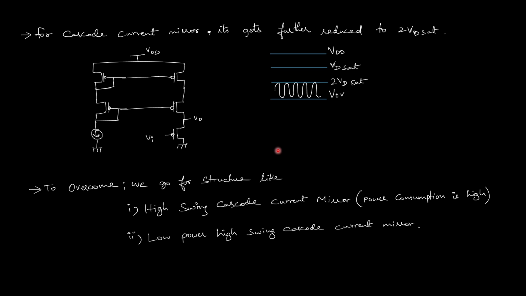Because of this reduced voltage swing, engineers developed improved versions of the cascode current mirror. Some of the popular examples are the high swing cascode current mirror and the low power high swing cascode current mirror. These structures try to retain the accuracy of the cascode mirror while recovering some of the lost voltage headroom. And that's exactly what we will explore in the upcoming videos.